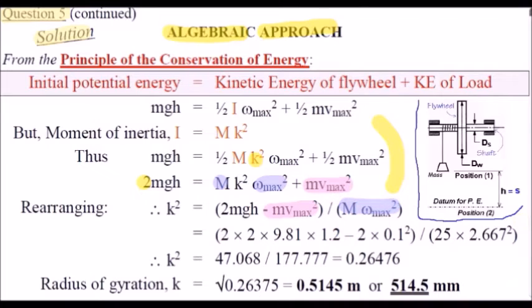Inserting the numerical values from this line here, of course we determine the same radius of gyration as we did in the previous solution. Just showing you slight algebraic manipulation of the equation before we inserted numerical values, that's all.